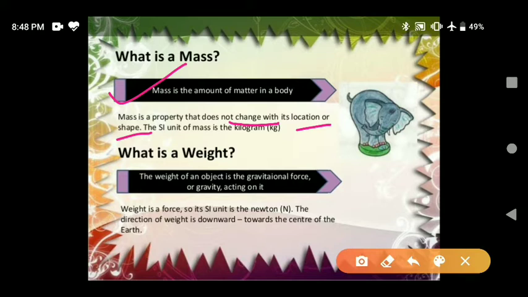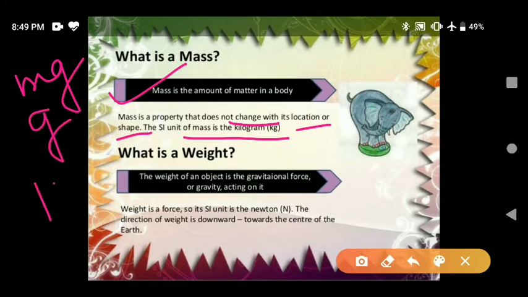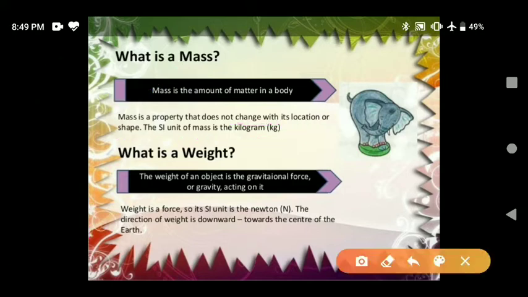The SI unit of mass is kg. So this is all about mass. The SI unit of mass is kg, and some other units of mass are mg, meaning milligram, gram, and kg. These are the different units of mass. Some important relationships between the units of mass, so please try to understand them.